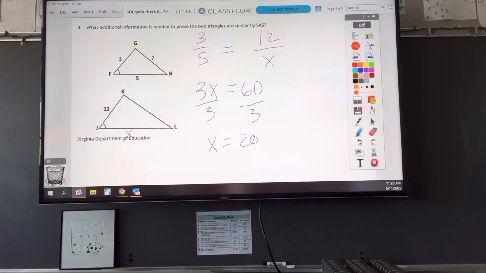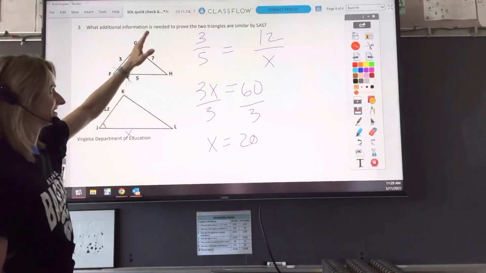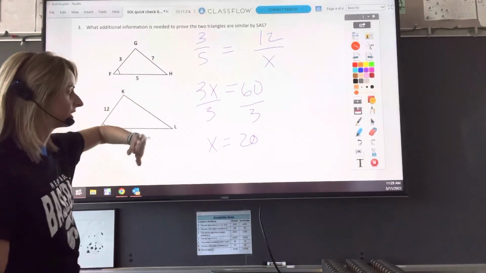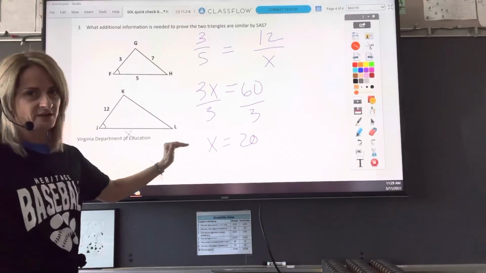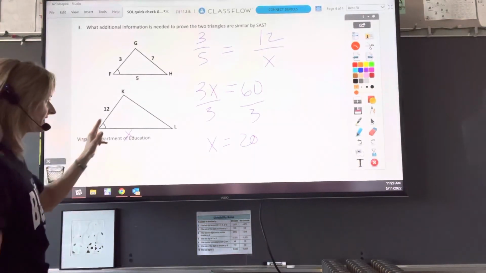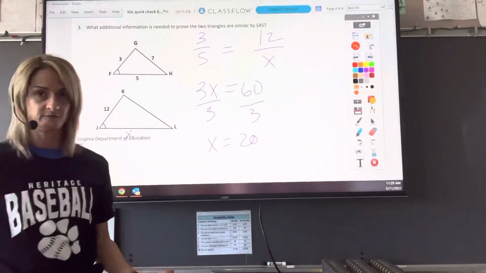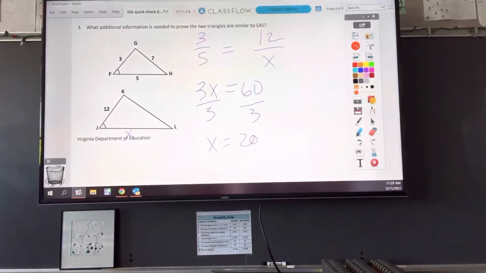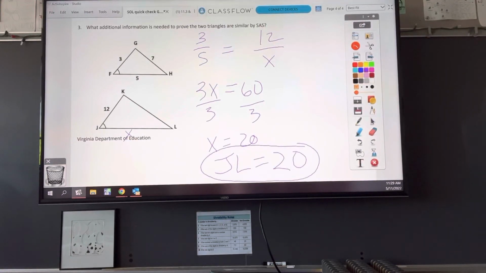Now, since they're asking what additional information is needed to prove the two triangles similar, even though I've already found the answer, I really should write it like JL equals 20, because that's the information that we actually need. So I should write it JL equals 20. That's the information we need to prove the two triangles similar.